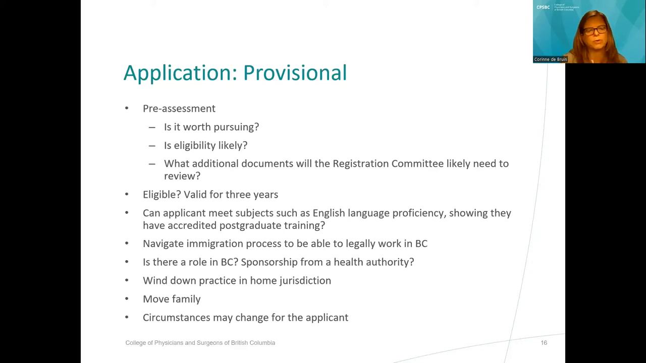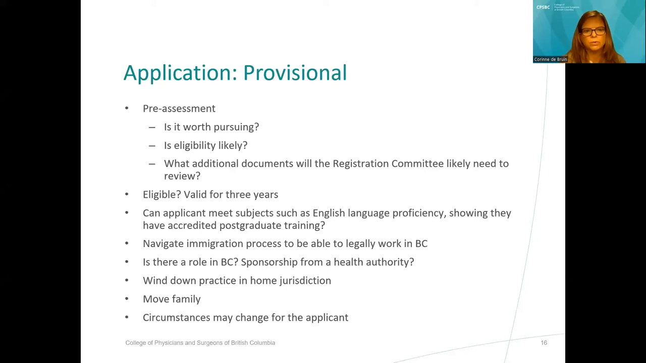Once the file goes before the registration committee, the committee will determine whether they're eligible, and they issue what we call an eligibility ruling, which will have subjects. So there's kind of two parts. First, the applicant has to meet the subjects, and then once those subjects are met, they get the secondary part of the application process. The eligibility ruling from the registration committee is valid for 3 years, and there's a number of reasons for that. Number one, the applicant physician needs to navigate the immigration process to be able to legally work in BC.